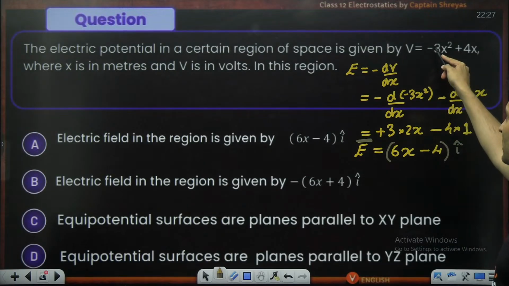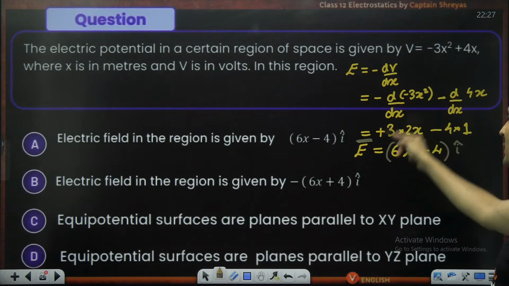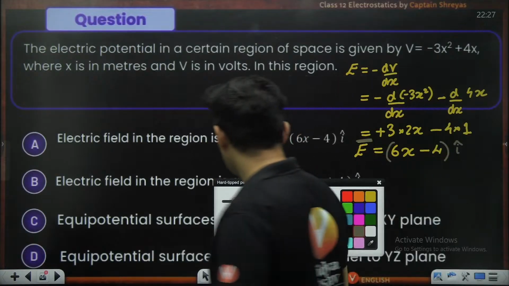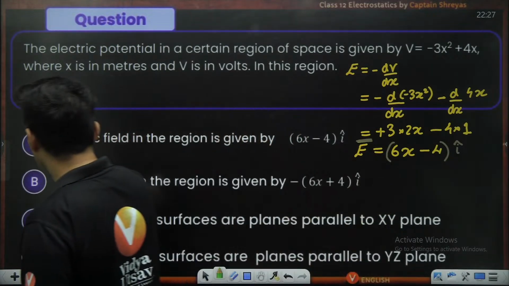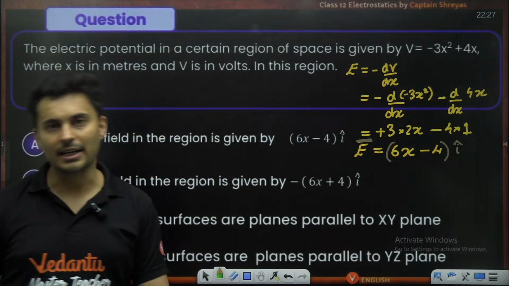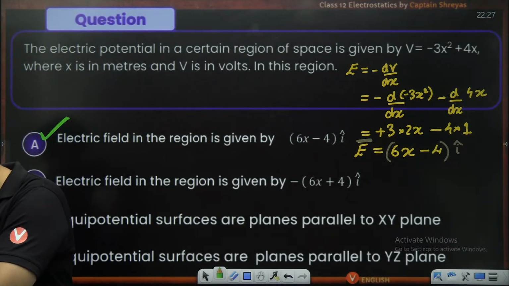Remember, this minus sign was there. Minus and minus will cancel. It will become plus 6x, and this will become minus 4. So in such a case, option number A will be the correct answer. Option A will be the correct answer. Absolutely clear?